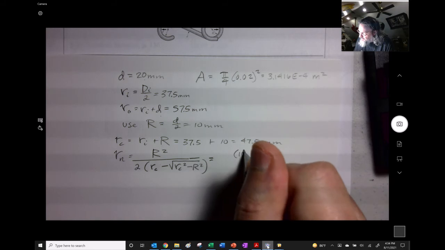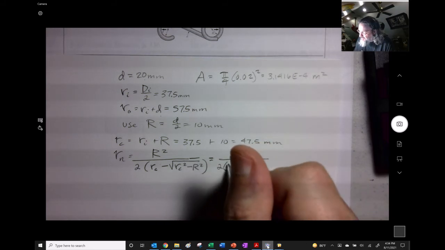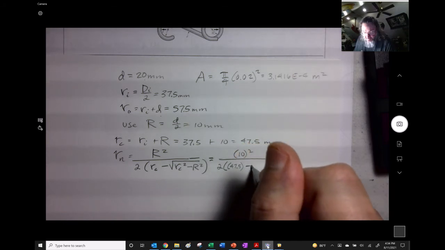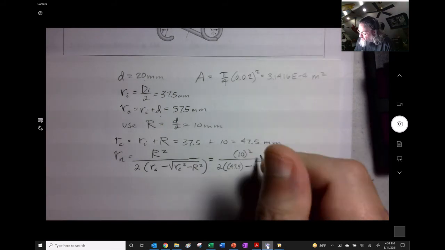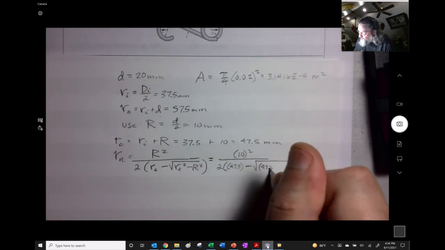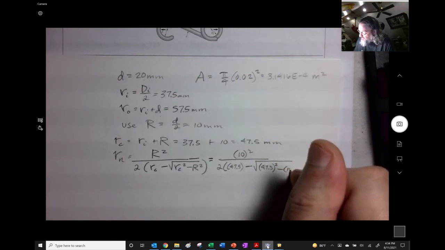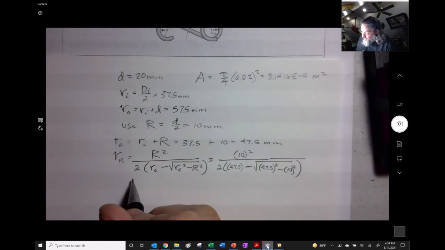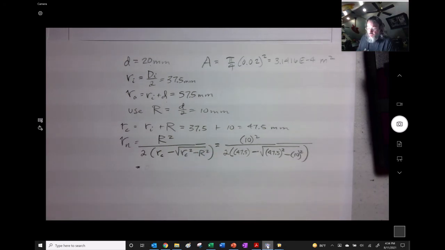So we got 10 squared divided by 2 times the quantity RC of 47.5 minus, yeah, so all of this inside the square root better be smaller, 47.5 squared minus 10 squared. Close there, okay. And I get this one to be 46, and we want a lot of sig figs.